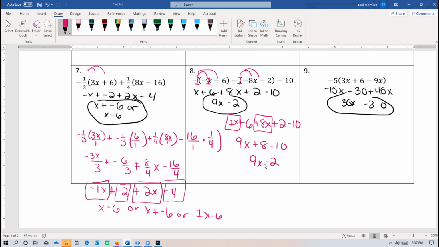Last one. So let's bring the negative 5 through to everything in the parenthesis. So negative 5 times the 3x is negative 15x, because that's negative, that's positive. Negative 5 times the 6 is going to be a negative 30. Negative 5 times the negative 9x is going to be a positive 45x. Let's get our like terms together. I owe $15, but luckily I have $45. That means I have $30 to do something with still remaining in my pocket. There's nothing like with the negative 30, so it stays by itself.